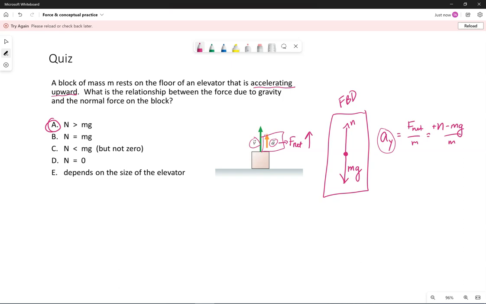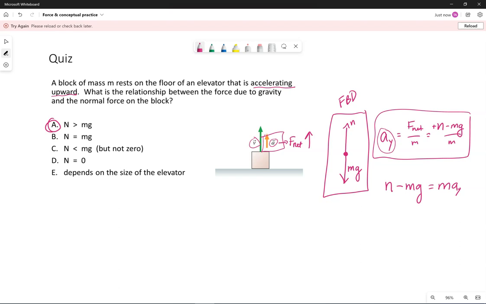If we were getting to the point of calculating, I would rearrange what we wrote over here. N minus mg would equal the mass of this block times the acceleration it is experiencing in that y direction.